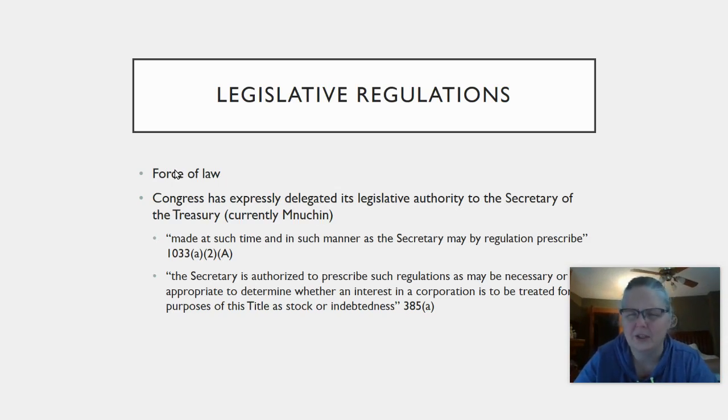As I said earlier, legislative regulations have force of law. These are expressly delegated to the Secretary of the Treasury. It's usually indicated by language made at such time and in such manner as the Secretary may by regulation prescribe. These are the delegation language. So for example, I give section 385A as an example.